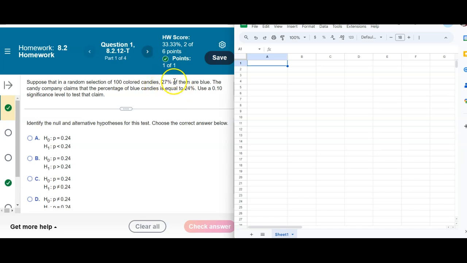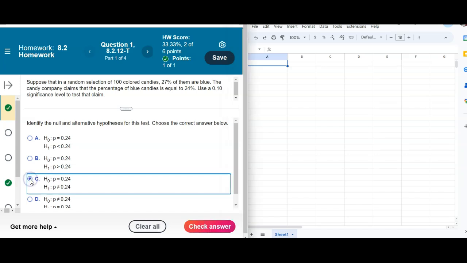And the setup here is proportions because it's talking about percentages. Now this 27% is from our sample, so that is the sample proportion, the value for P hat. It doesn't mention anything about a direction. It never says above or below. So the equal to 24 is the null, and the not equal is the alternate. If it doesn't give you a direction, the alternate is not equal.